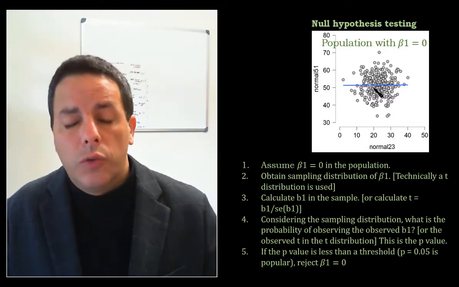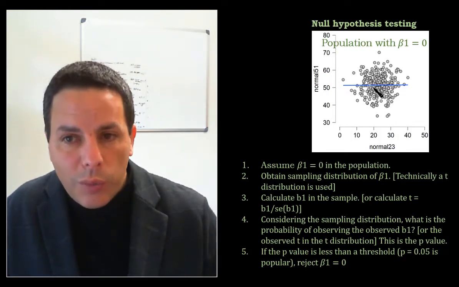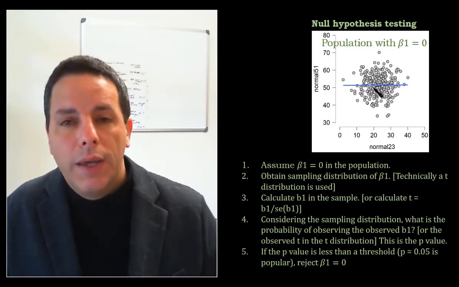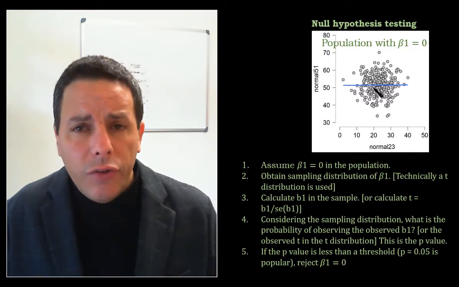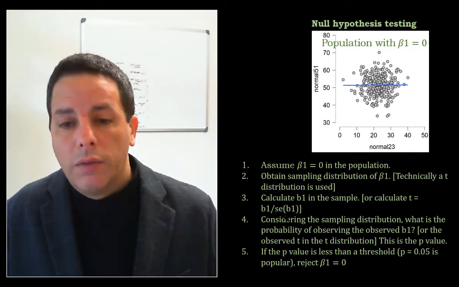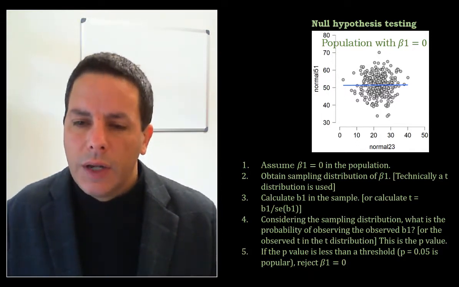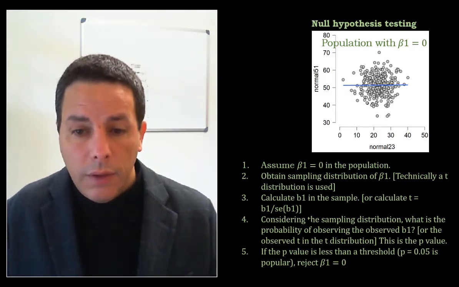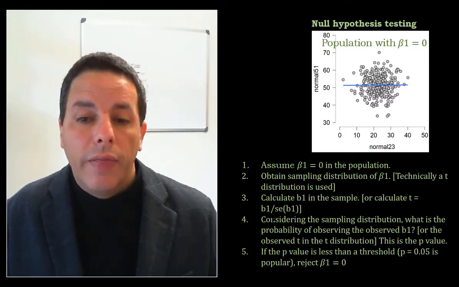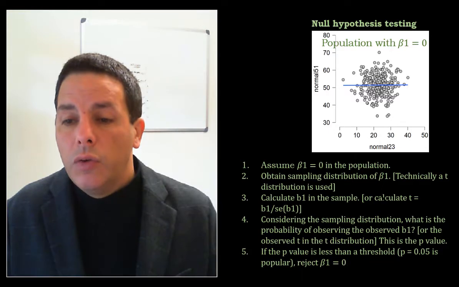And that distribution has a mean. And what's the mean? We know that the mean of that distribution is 0 because it comes from a population in which beta 1 is 0. And what's the standard deviation of that distribution? Well, there is a formula to calculate that, but I'm not interested in that formula. It doesn't have any intuitive value, at least at this stage. But that is the way we calculate the t-score, doing B1 divided by the standard error of B1.